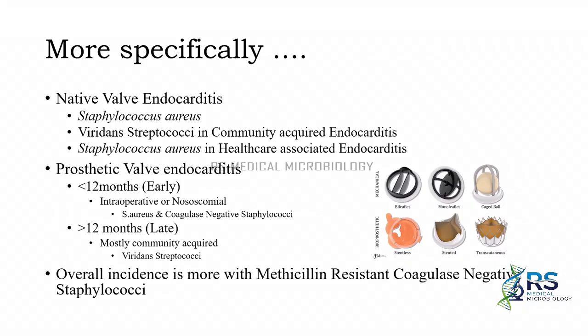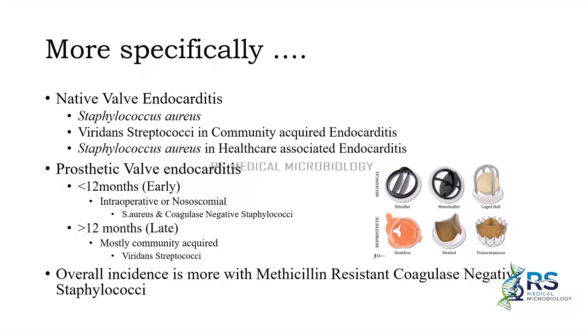If it is a native valve, that is, the patient has not undergone any kind of surgery, the most common one to cause infection is Staphylococcus aureus, and streptococci, if it's a community acquired endocarditis. If the patient has undergone surgery for prosthetic valves, if it is less than 1 year from the surgery period, it can be intraoperative or nosocomial infection, which is with Staphylococcus aureus or coagulase negative staphylococci. Late, or more than 12 months, it is mostly because of the viridans streptococci.